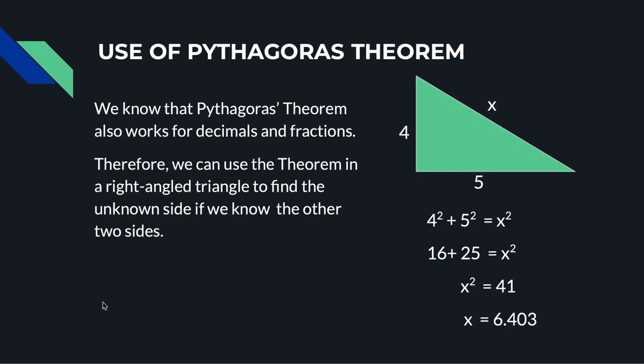Let us now look at the use of Pythagoras theorem. We know that Pythagoras theorem also works for decimals and fractions. Therefore, we can use the theorem in a right-angled triangle to find the unknown side if we know the other two sides. So using Pythagoras theorem, we form the equation 4 squared plus 5 squared equals the hypotenuse squared. Then we add up the squares and take the square root to find the value of x.